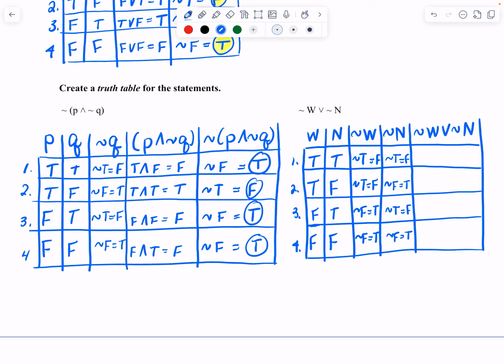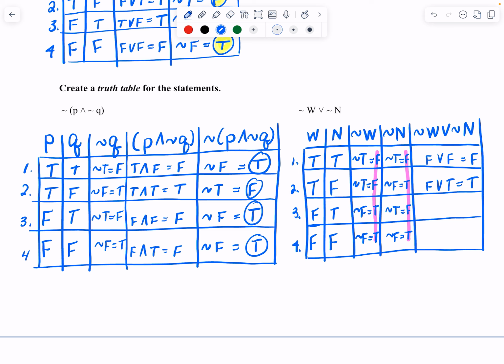Now I have to put together the pieces. So I'm going to just show you that I'm using this information. Okay? So what I'm going to do is negation W for row 1 was false, or negation of N is false. False or false yields false. Negation of W in row 2 is false, or negation of N in row 2 is true. False or true is true. Remember, an or is true unless both are false. So that's why number 2 is true.